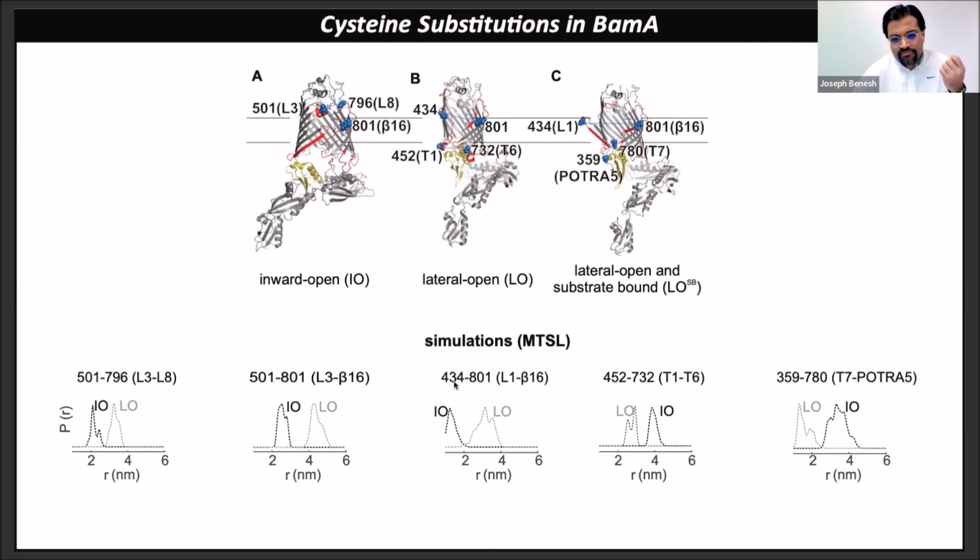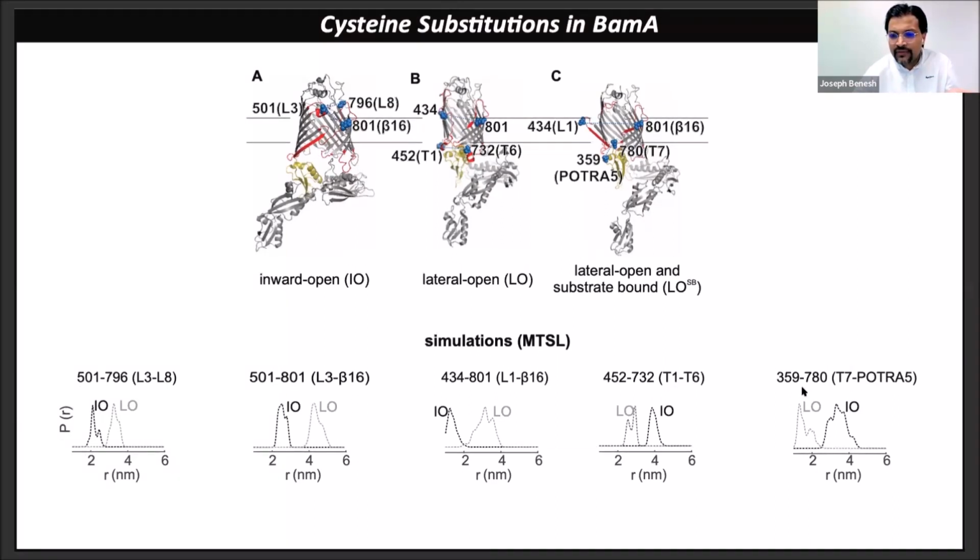And then finally, on the lateral gate, we have this 434-801. This is exactly at the lateral gate on beta 16 and L1, which is connected to beta 1. And this would allow us to observe the conformational heterogeneity of the lateral gate directly. And going to the periplasmic side, we have 452-732. This is on the periplasmic turns, T1 and T6, which come closer when the barrel switches from the inward open to the lateral open conformation.